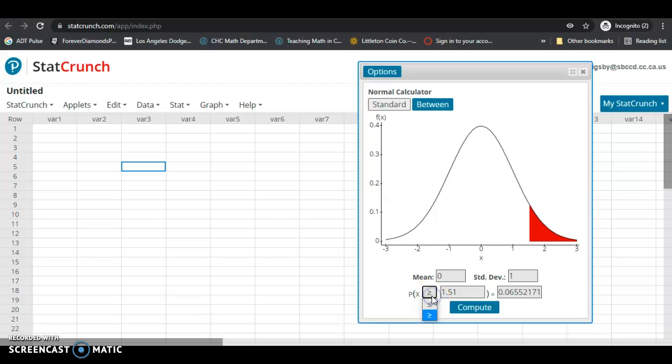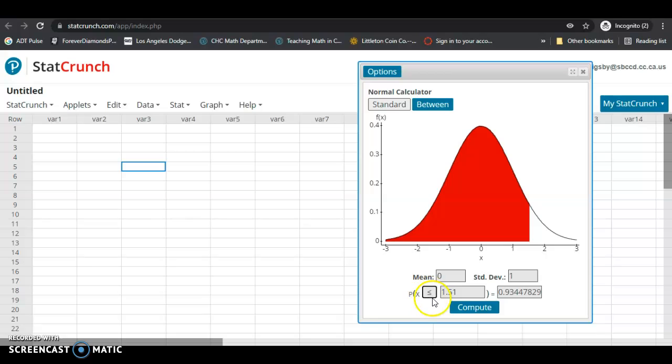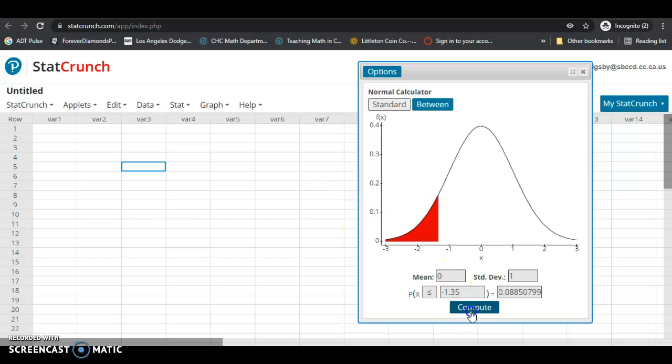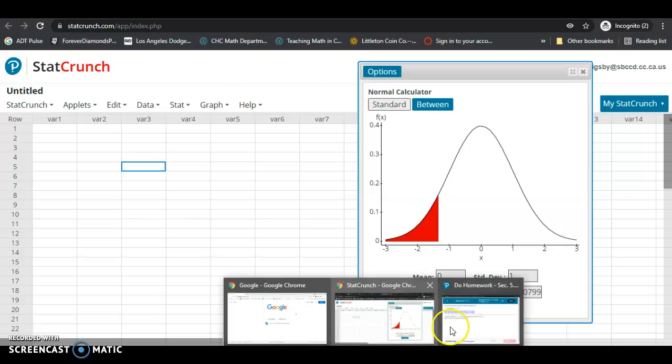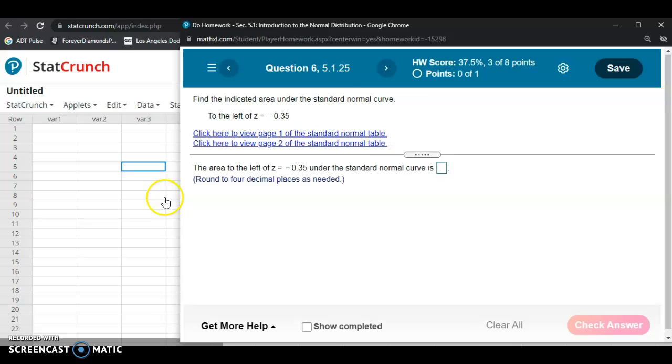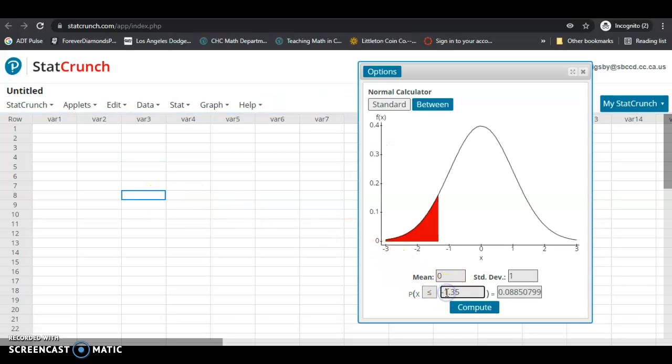Mean of 0, standard deviation of 1 is unchanged. Because we want the area to the left, we're going to select the less than or equal to symbol. The reason is that that symbol points toward the left. We're going to type in the z-score here, so negative 1.35. And the area to the left is that number there. I apologize, it should be negative 0.35, not negative 1.35. So I have to revise that, negative 0.35. The area is this number here, 0.3631.